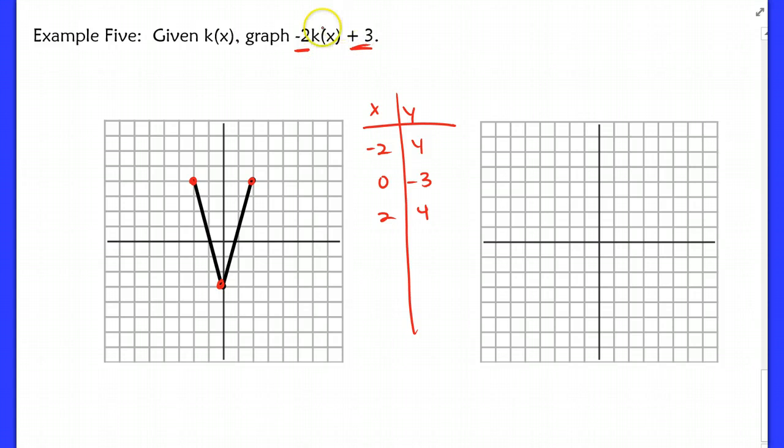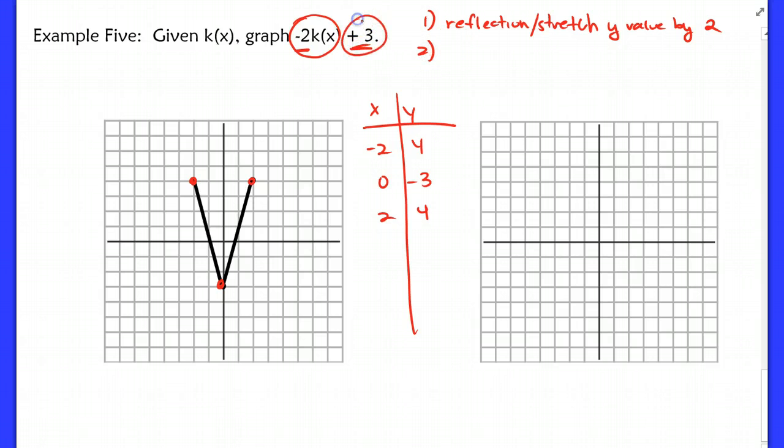So let's talk about which one would happen first. These are both changes in your y value, and this is the translation that will occur first. So the first one is a reflection and stretch in your y value by a factor of 2. Okay? The second translation that occurs is this plus 3. This is going to shift the graph up 3 units.